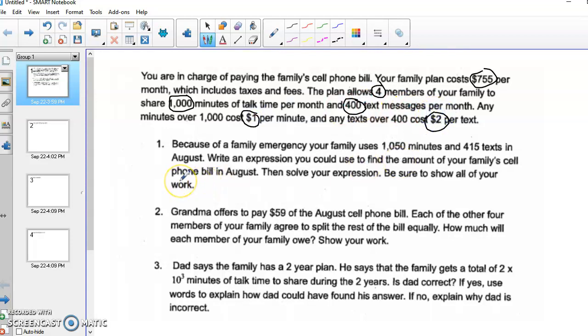All right. Box number 1, which is at the bottom of the first page, tells you, because of a family emergency, your family uses 1,050 minutes and 415 texts in August. So I notice we went a little bit over the minutes we're allowed and just a little bit over the texts that were allowed. Write an expression you could use to find the amount of your family's cell phone bill in August and then solve your expression. Be sure to show all of your work.